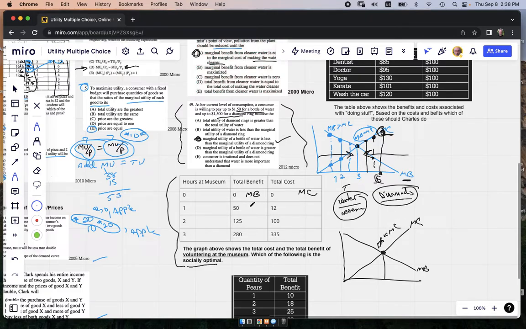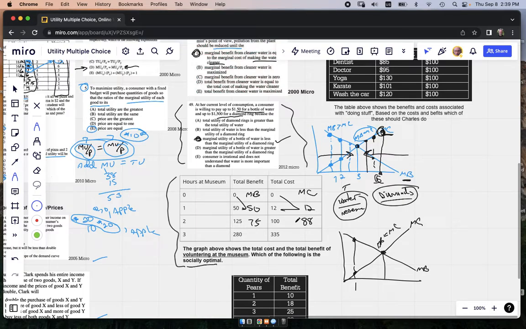So I can see my marginal benefit for the first unit is 50. I went from 0 to 50. The cost went from 0 to 12. The cost is still less than the benefit, right? So that first one we're definitely going to do. I went from 50 to 125, so that's 75. The cost went from 12 to 100. So what is that? 87? No, 88. Yeah, 88, I think.